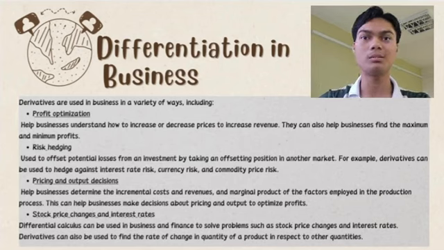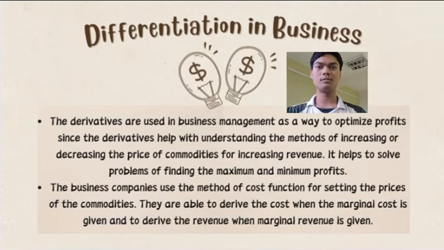Derivatives can also be used to find the rate of change in quantity of a product with respect to other quantities. Derivatives are used in business management as a way to optimize profits, since derivatives help with understanding the methods of increasing or decreasing the price of commodities for increasing revenue. It helps to solve problems of finding the maximum and minimum profits. Business companies use the method of cost function for setting the prices of the commodities. They are able to derive the cost when the marginal cost is given and to derive the revenue when marginal revenue is given.